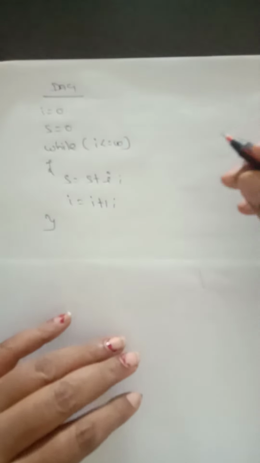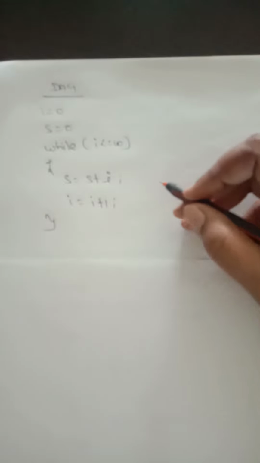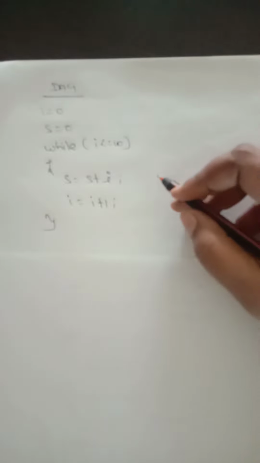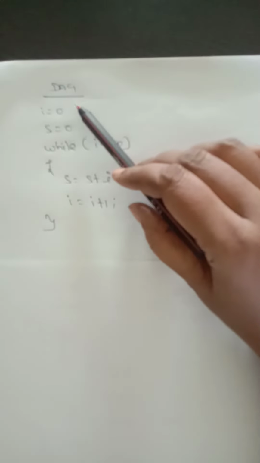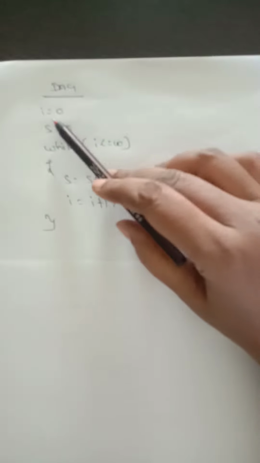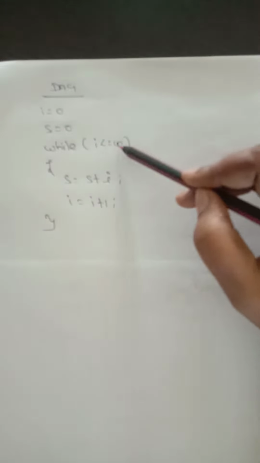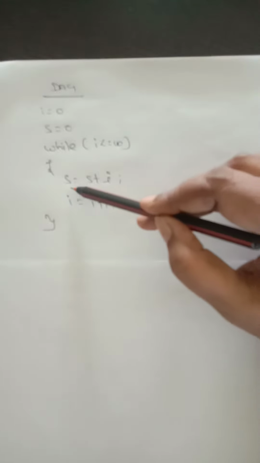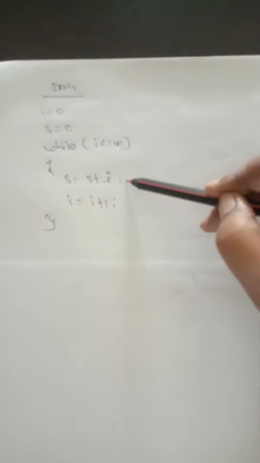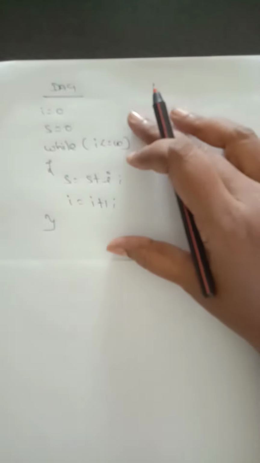In this video, we will see how we have to write 3-address code, then how we have to optimize the 3-address code using the DAG concept. For that, I have taken an example: i = 0, s = 0, while i <= 10, we have to evaluate s = s + i, then we have to increment i = i + 1. So this is simple code.